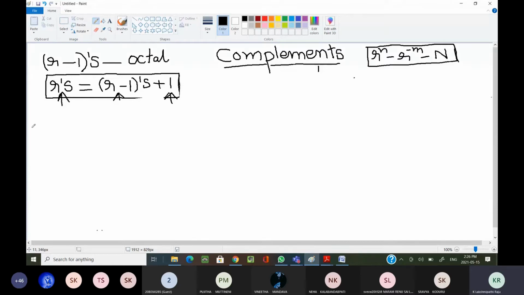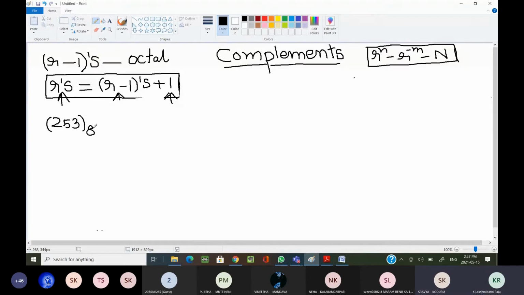R minus 1's complement. Can someone tell me any example randomly? Can you tell me any one octal number? 253. 253 of base 8. That base also you have to mention clearly.